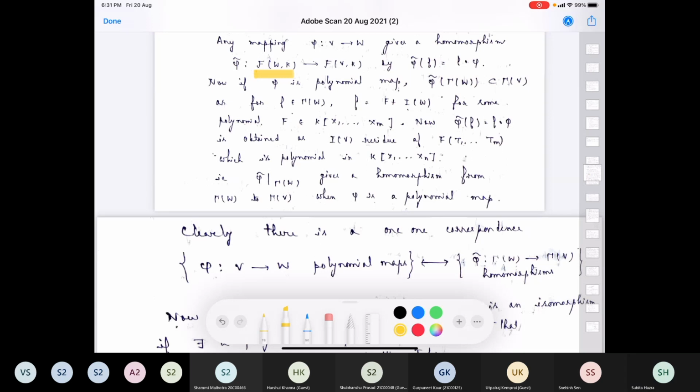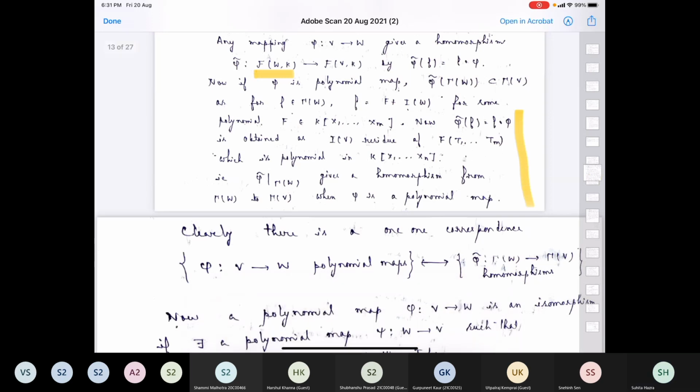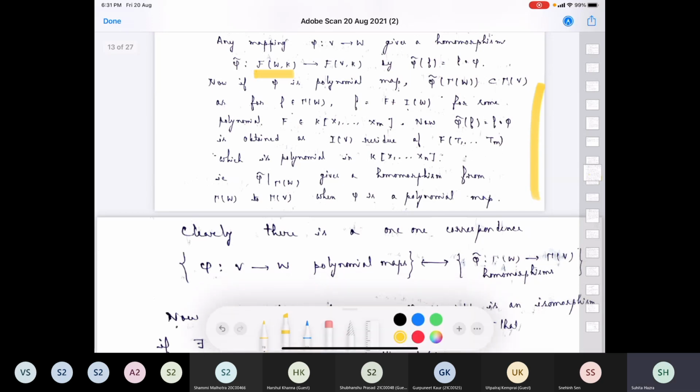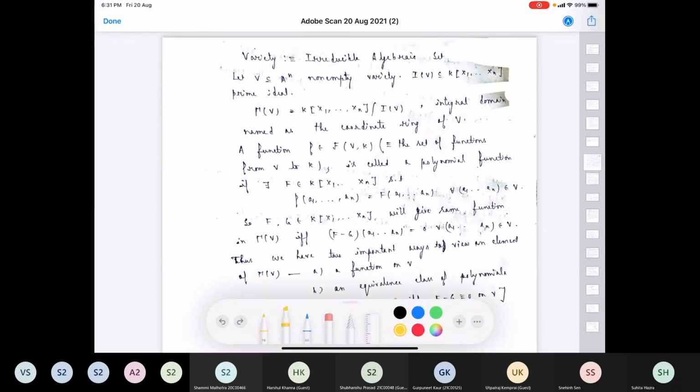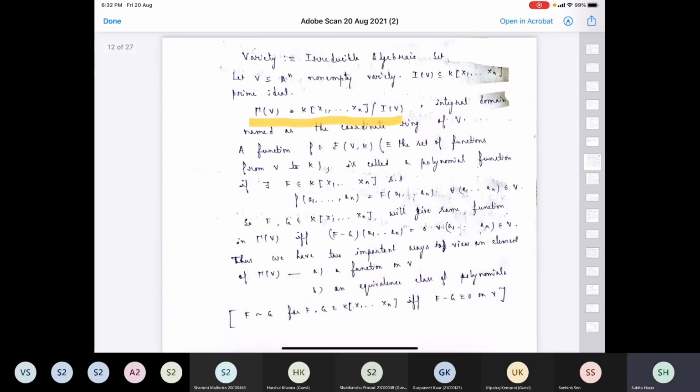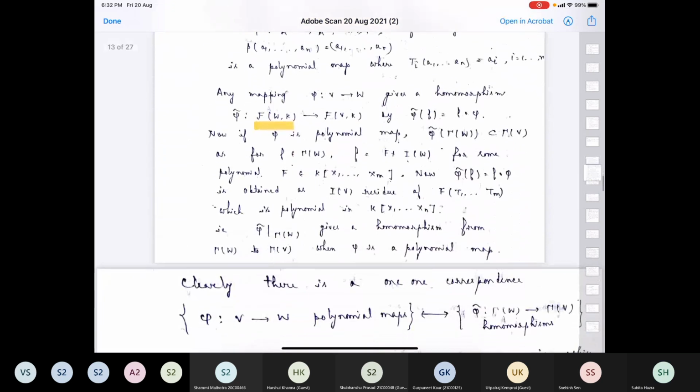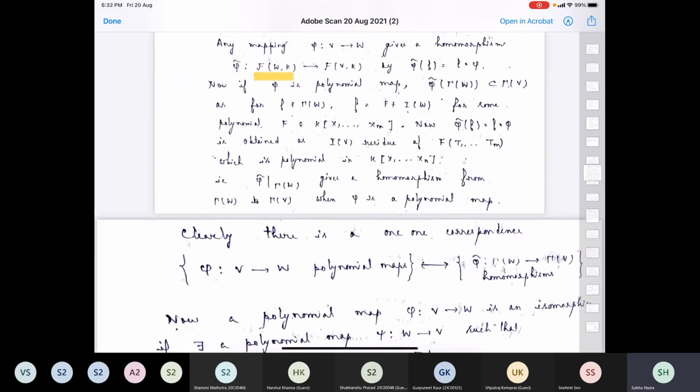Now, if φ is a polynomial map, then φ-tilde of Γ(W), where Γ(W) is the coordinate ring of W, is a subset of Γ(V), the coordinate ring of V, that is, the functions on V. The coordinate ring of W, under the image of φ-tilde, goes into Γ(V). Because you can see that if F belongs to Γ(W), that is, F equals some capital F plus I(W), the residue of a polynomial in K[x1, x2, ..., xn].